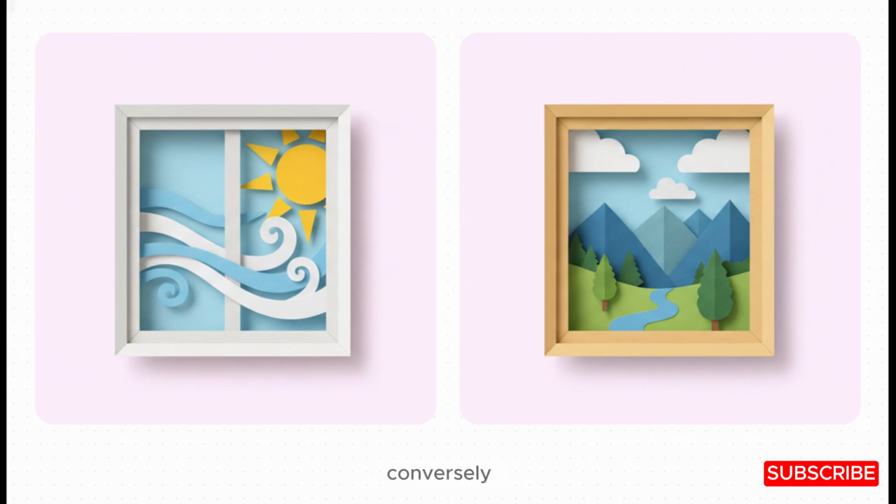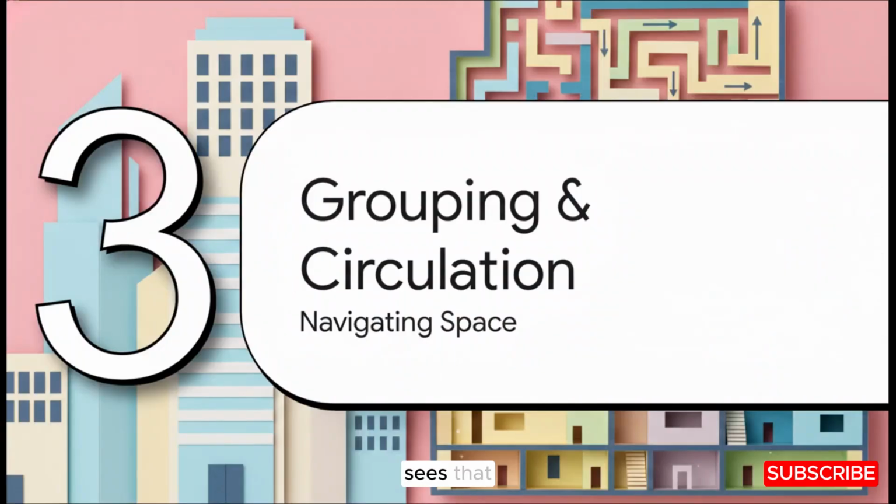Or, conversely, if there's a really undesirable view right next door, prospect is the principle that tells you to design a blank wall there, or maybe plant a landscape barrier to hide it. So simply put, aspect is how the building feels. Prospect is what the building sees. That brings us to Section 3, grouping and circulation, navigating space.